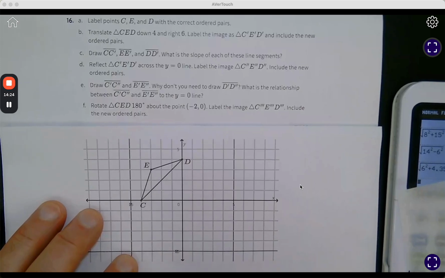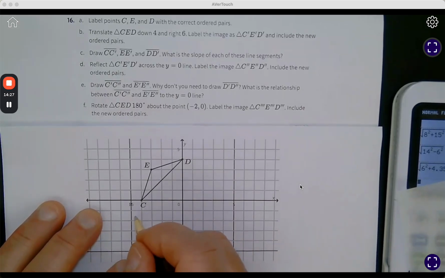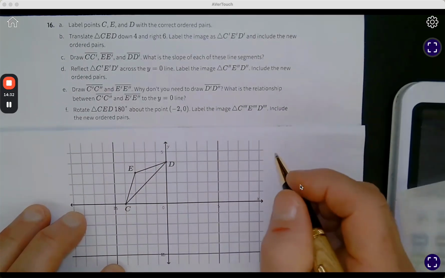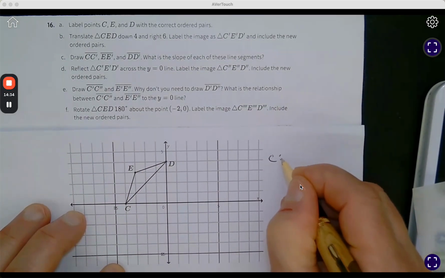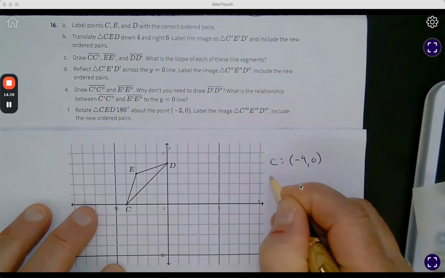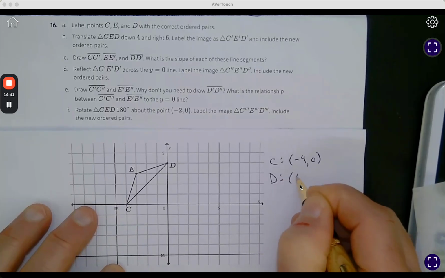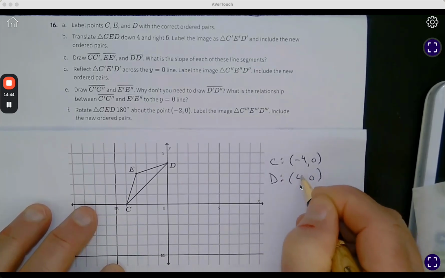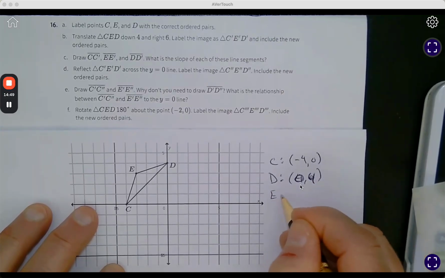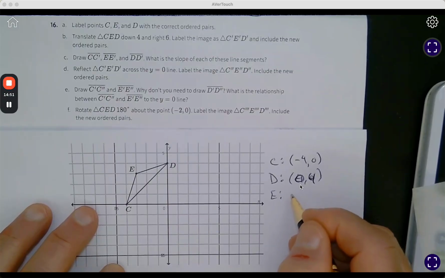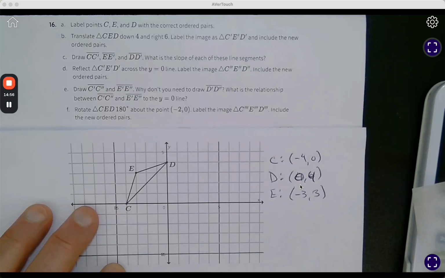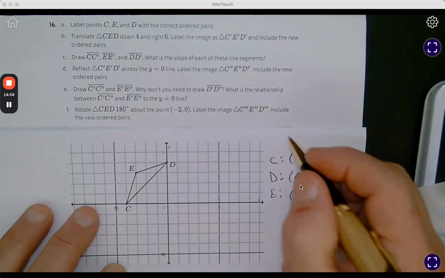Okay, I'll do that. So I don't know if I want to mess up my diagram, so I'm going to do it over here if that's okay. So C is negative 4, 0. D is 4, 0. 0, 4, come on, fool. And then E is 3, 3. Negative 3, 3. Okay. That's A. That's part A.